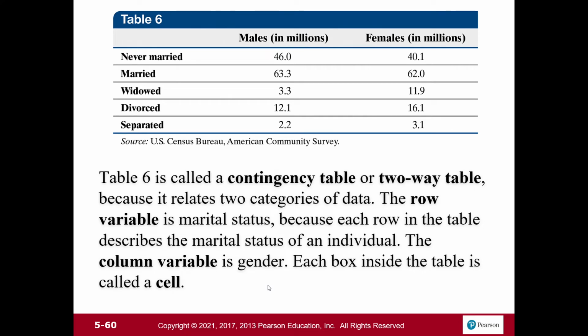So Table 6 is called a two-way table because it relates two categories of data. The row variable is the marital status. Each row describes the marital status, and the column variable is gender. So each box inside the table is called a cell, right?